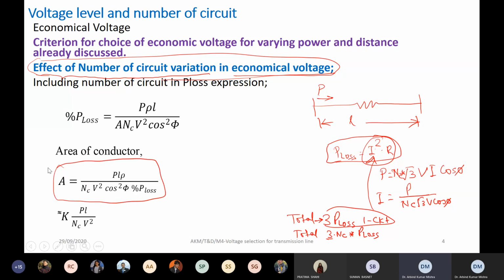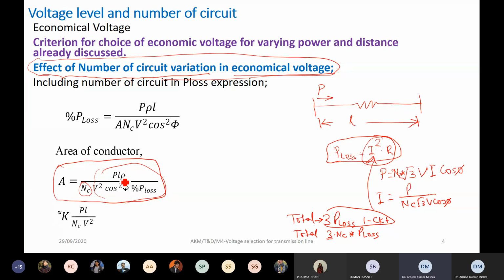If you recall what we had discussed for the single circuit case, this A is the new expression for the cross section. No need to explain now what this A is. This is the cross sectional area of the conductor chosen. The only difference in this equation between the single circuit and the multiple circuit is this new NC; the rest is everything the same. Obviously, if you put NC equal to 1, this expression is exactly the same as what we derived for the single circuit case.